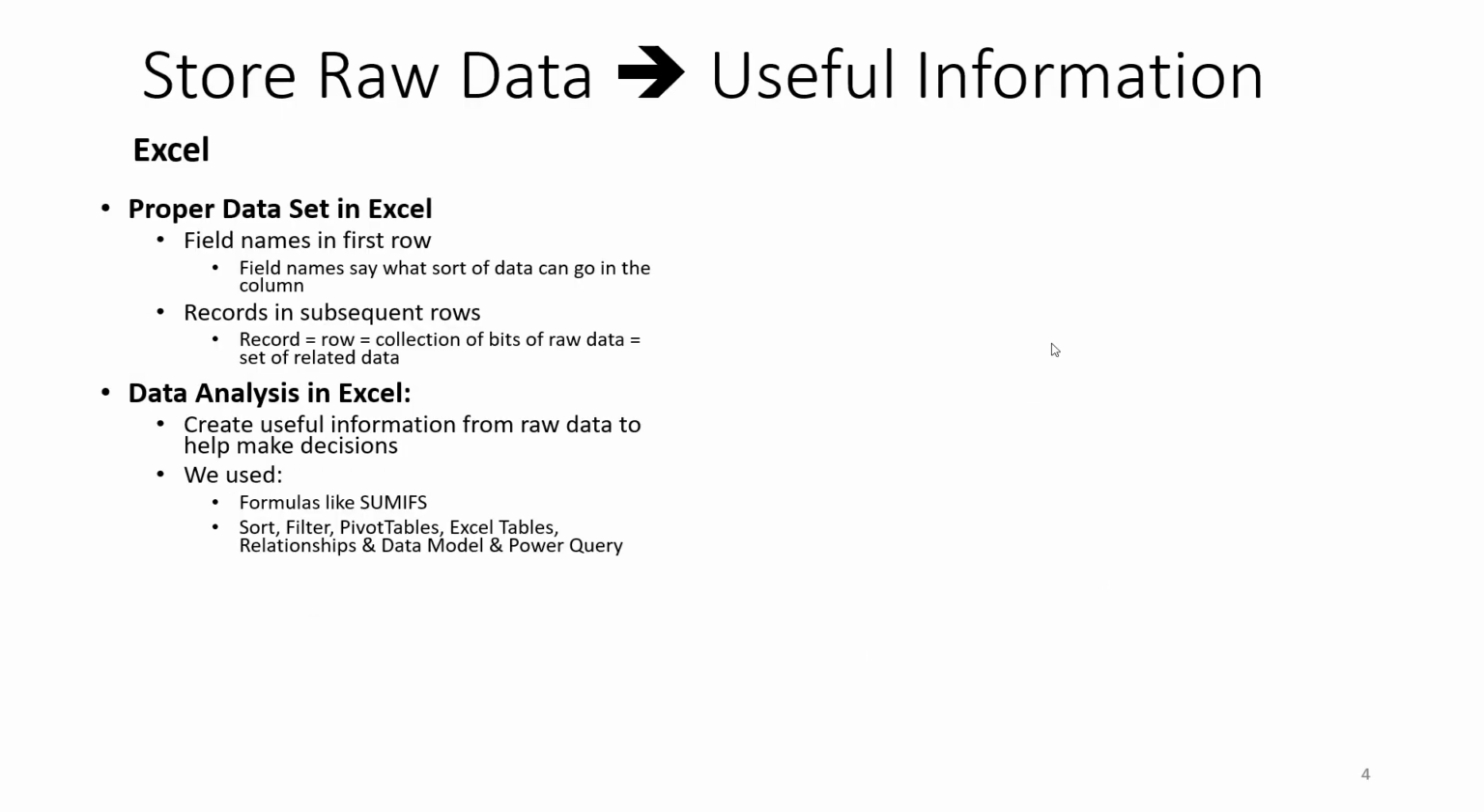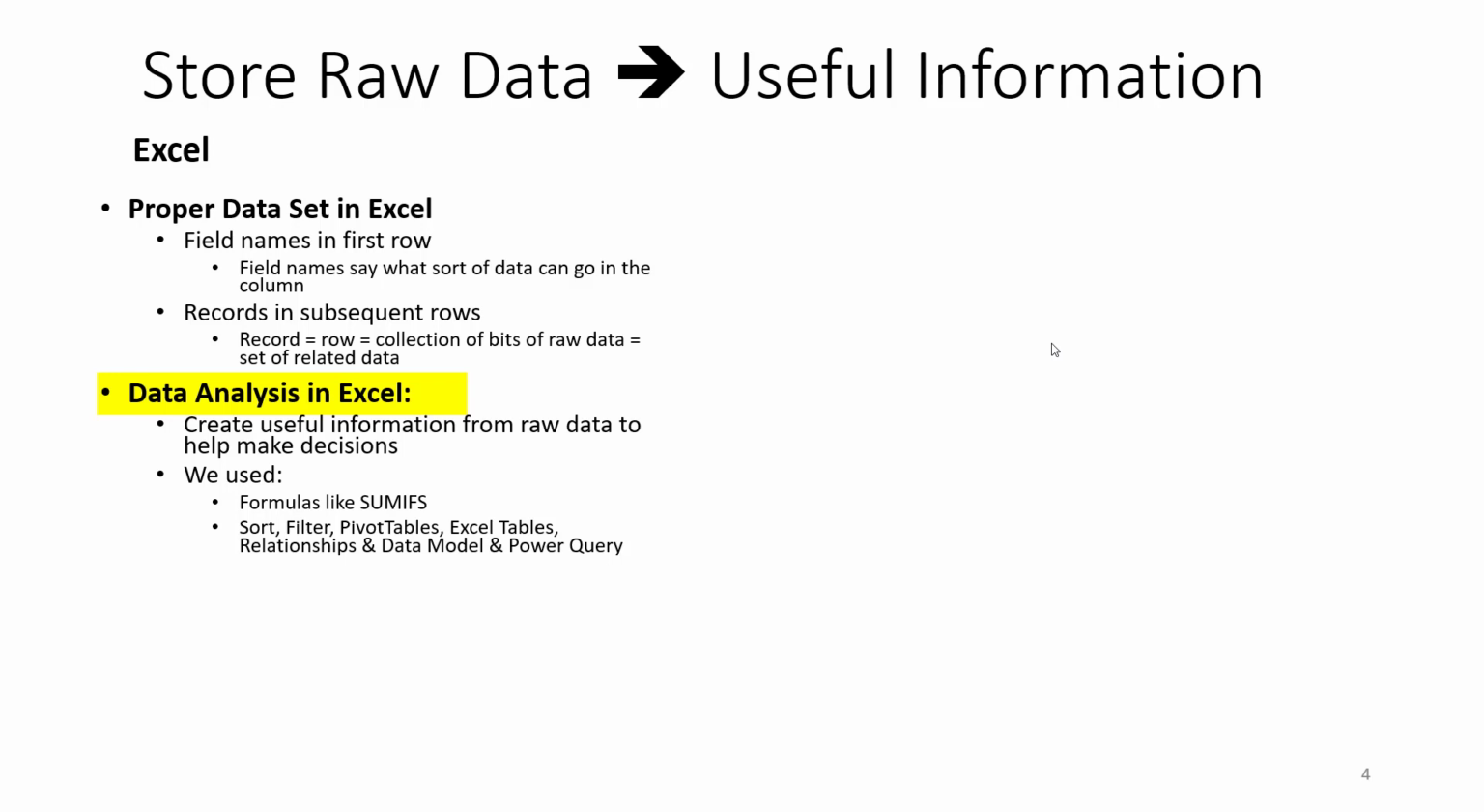We learned in our Excel part of this class that Excel contains proper data sets. And in that proper data set, it contains the field names in the first row, and it also contains the records in subsequent rows. We also learned that in Excel, we use data analysis to create useful information from raw data to help make decisions. So we learned how to use SUMIFS, how to sort, to filter, and also create PivotTables and Excel tables.